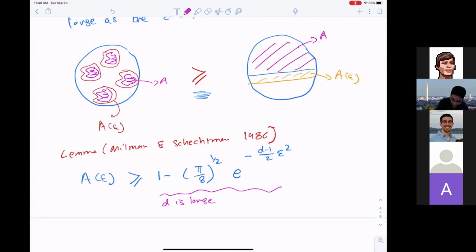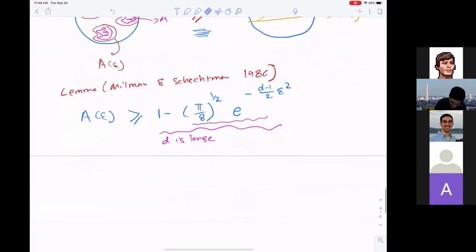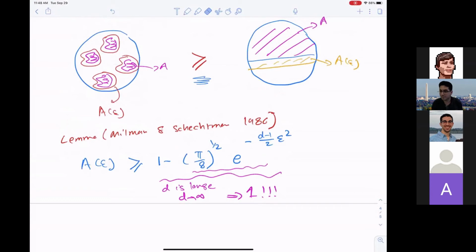We have e to the power minus d over epsilon squared. If d goes to infinity, this term goes to 0, and 1 minus this term goes to 1. So as d goes to infinity, this whole bound goes to 1. What does it mean? It means in high dimension, if you have a surface that covers half of the sphere, and you do just a very small epsilon expansion of that, it covers almost the entire sphere.